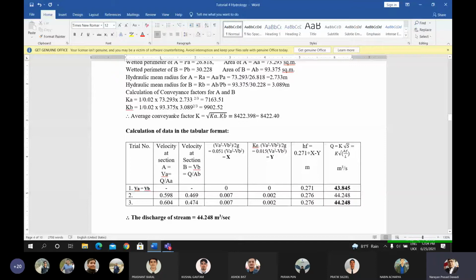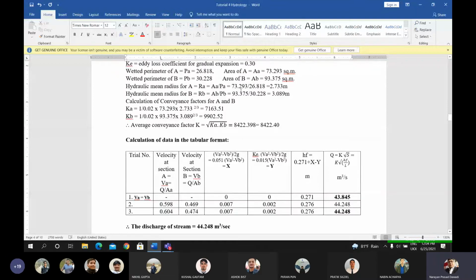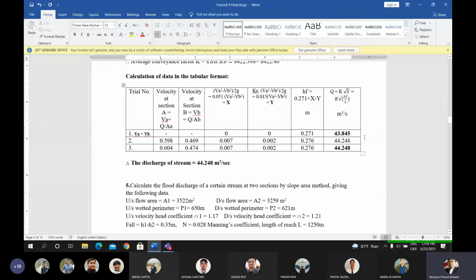Put the value of K here, and the HF value calculated from this column is 0.271, and the length of the reach is 10,000 meter. L is equal to 10,000 meter, and you will find the discharge of the river as 43.845 meter cube per second for the first trial.